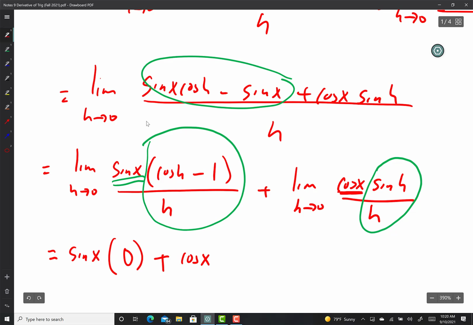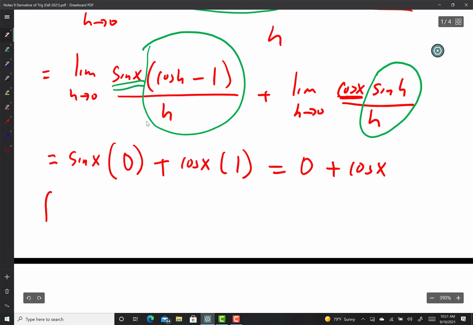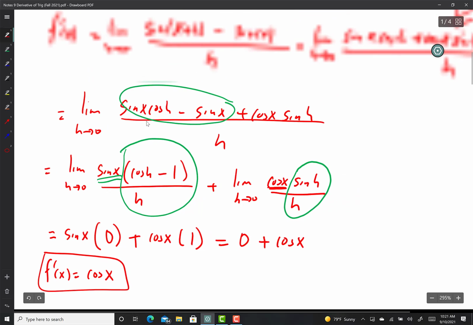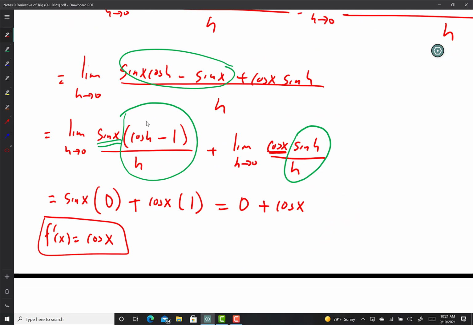And then what is sine h over h as h approaches 0? 1. So I have 0 plus cosine x. So finally, f prime of x is just equal to cosine x. And there it is. We did a derivative. My derivative of sine x is cosine x.